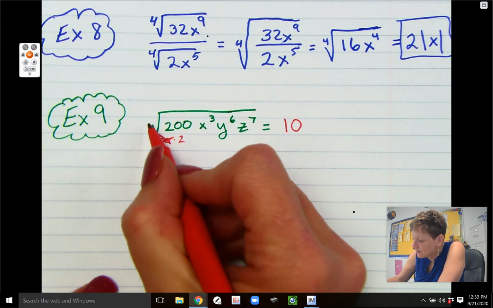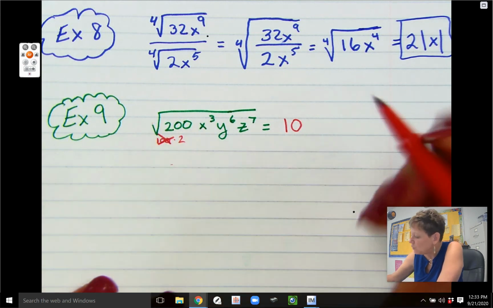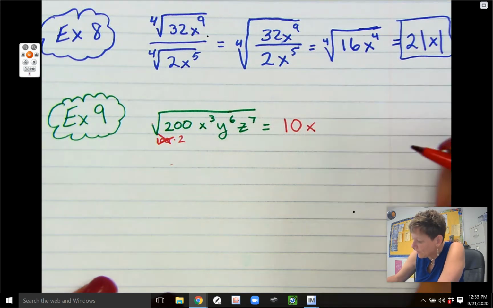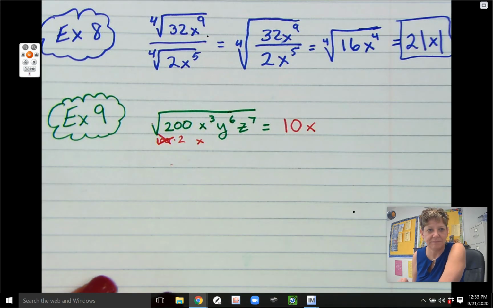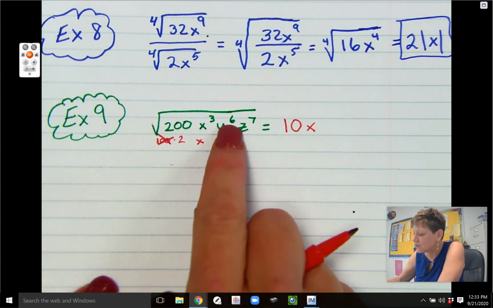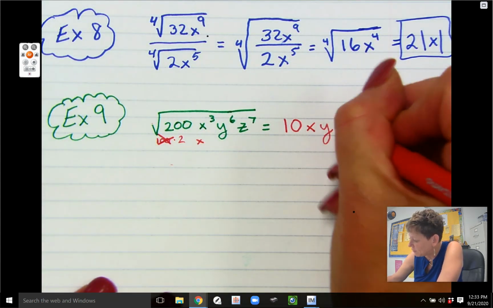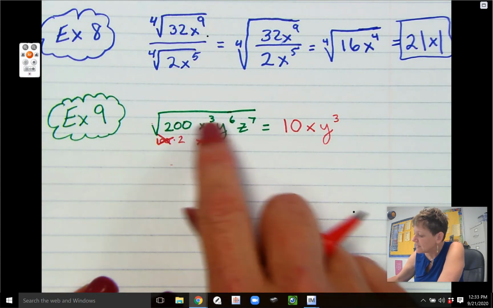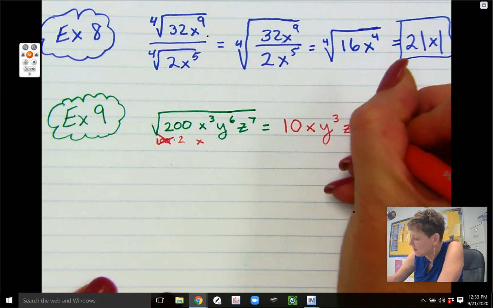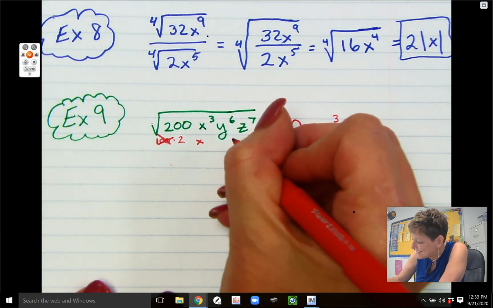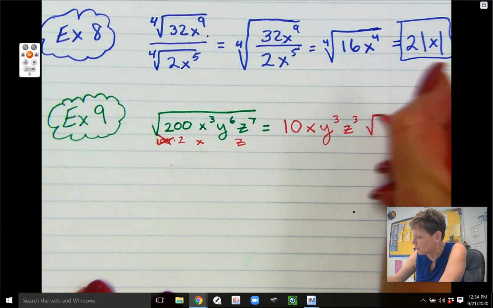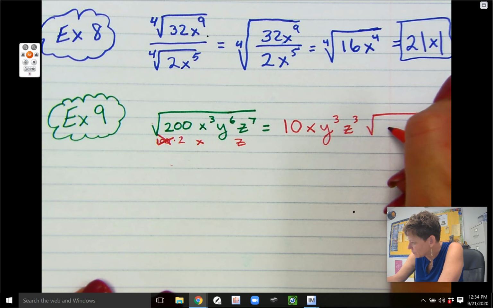Okay, remember your index out here is 2. 2 goes into 3 one time with an x left over. 2 goes into 6 3 times with nothing left over, so I have a y cubed. 2 goes into 7 3 times, so I have a z cubed, but I have one z left over. So these things that are left over go in the square root. 2xz.